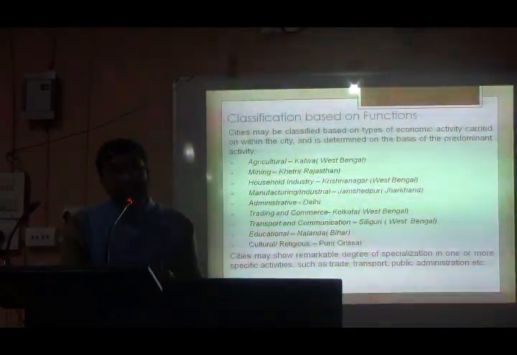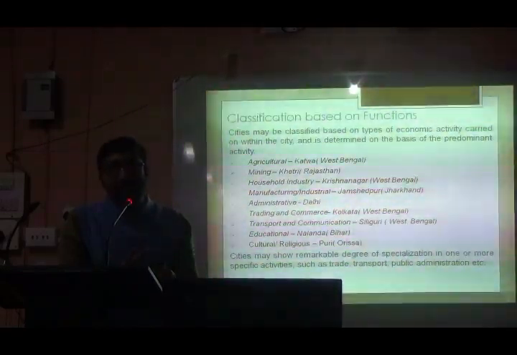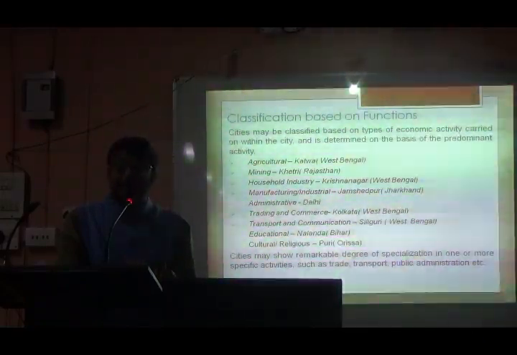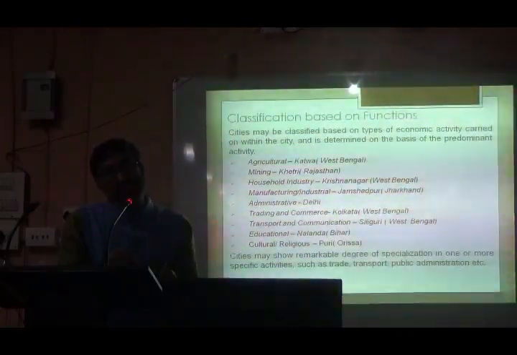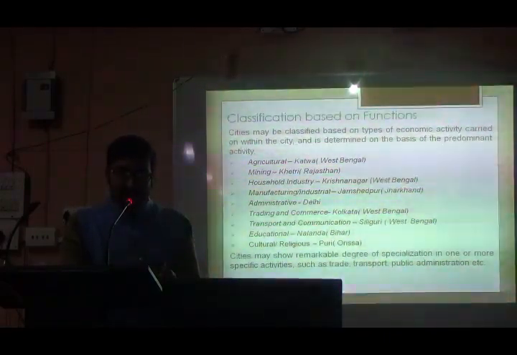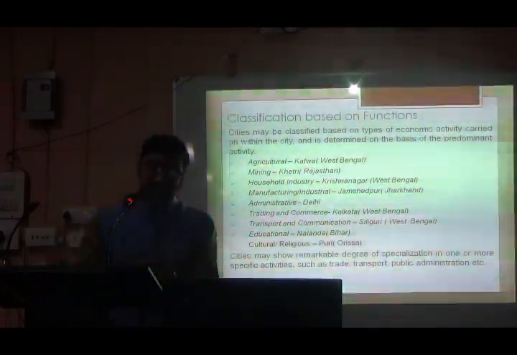Like agriculture and mining. The first two examples are actually primary activities. We know that primary activities are related with rural settlement. But if the population conforms to the census criteria, which we will discuss later on, then a settlement predominated by primary activity may be considered as urban. Examples are agricultural and mining towns. Specific examples are also given here. You can see them in the presentation.